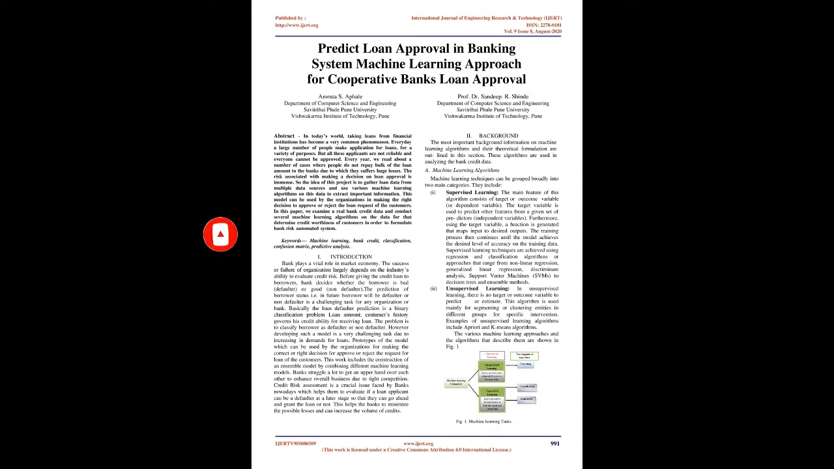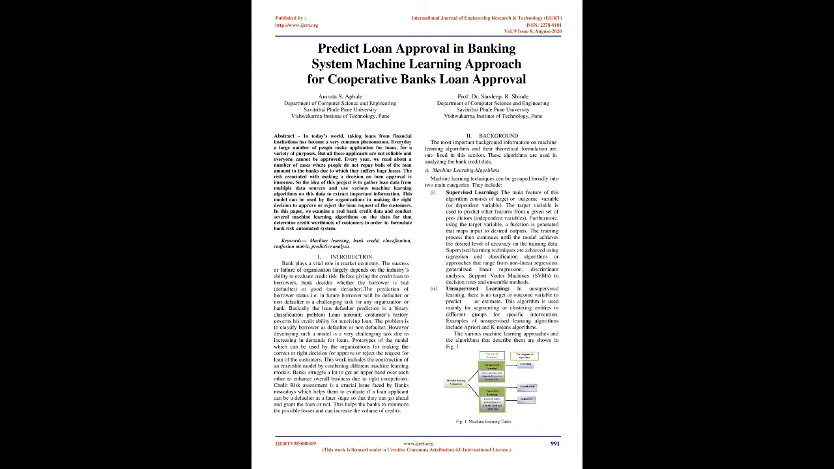Loan amount and customer's history govern his credit ability for receiving a loan. The problem is to classify the borrower as a defaulter or non-defaulter. However, developing such a model is a very challenging task due to the increasing demand for loans. Prototypes of the model can be used by organizations for making the right decision to approve or reject the loan requests of customers. This work includes the construction of an ensemble model by combining different machine learning models.